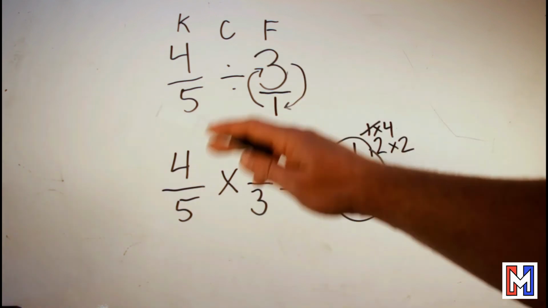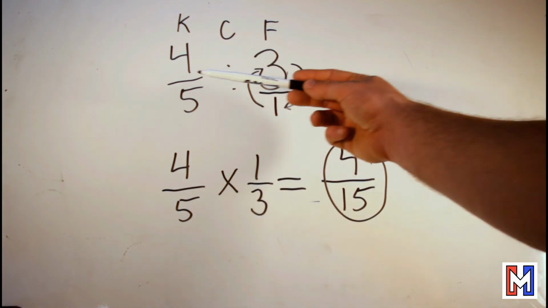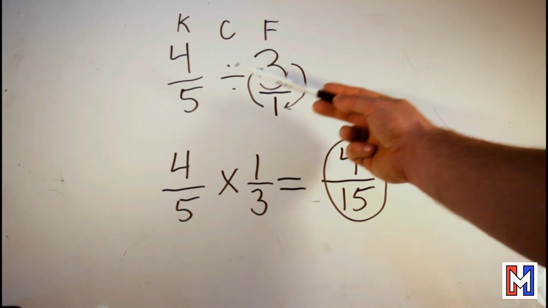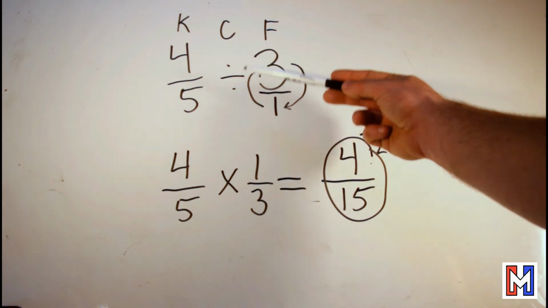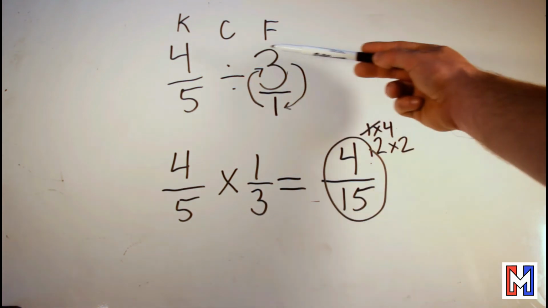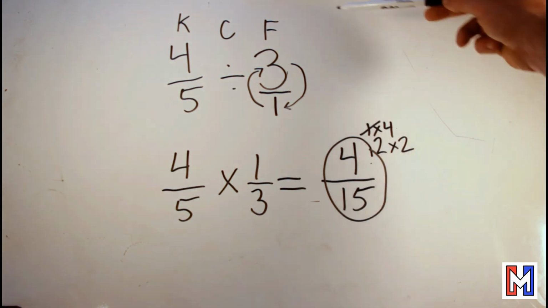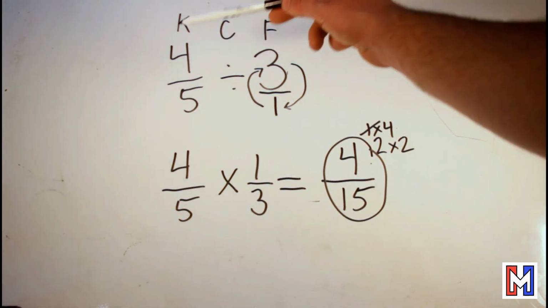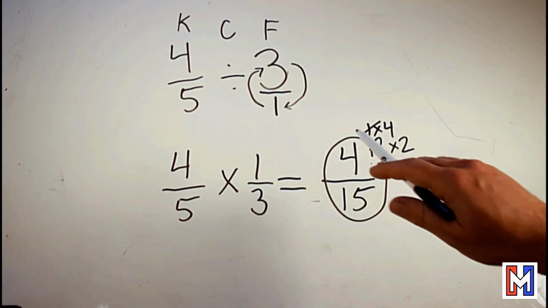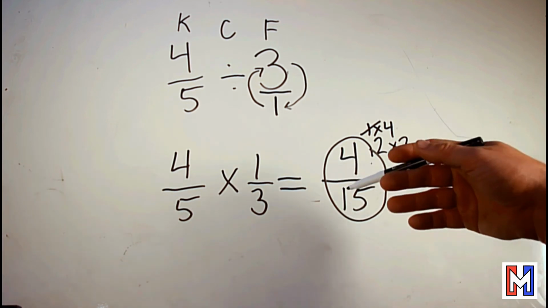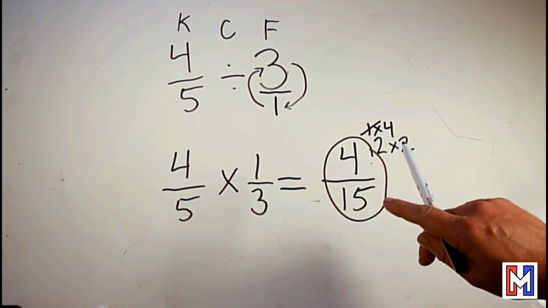So all that was different about this one is we were dividing a fraction by a whole number. So we had to write a whole number as a fraction and then follow KCF. All right, let's try another problem, and it's going to be slightly different again, but I think you're going to know what to do.